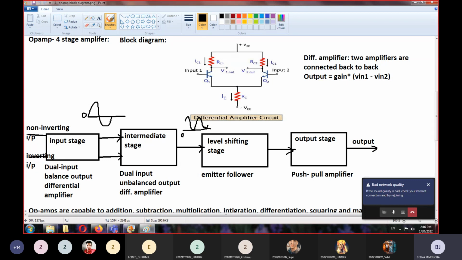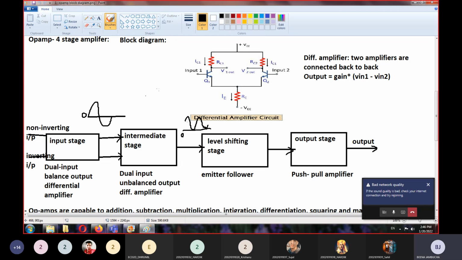And for this reason, the next block is the emitter follower, right? It is the level shifting stage. As we know that emitter follower gain is 1, the gain will not change, but the level of your output will be changed. It will be across the zero line. Then finally there is one output stage, and it is a kind of push-pull amplifier, and whatever the output is, it is taken out from this output stage.